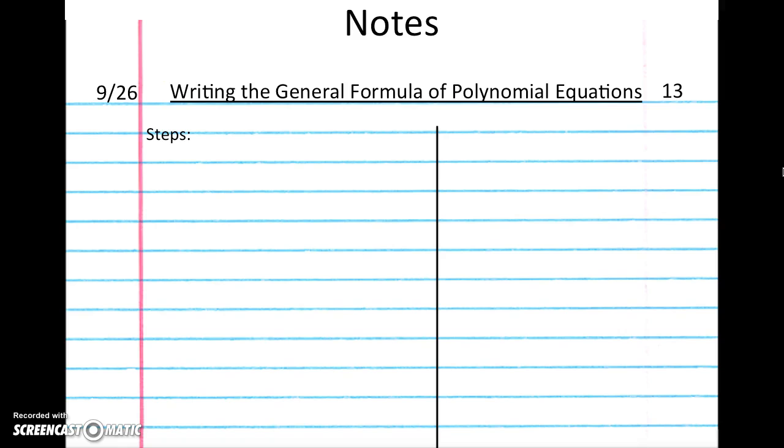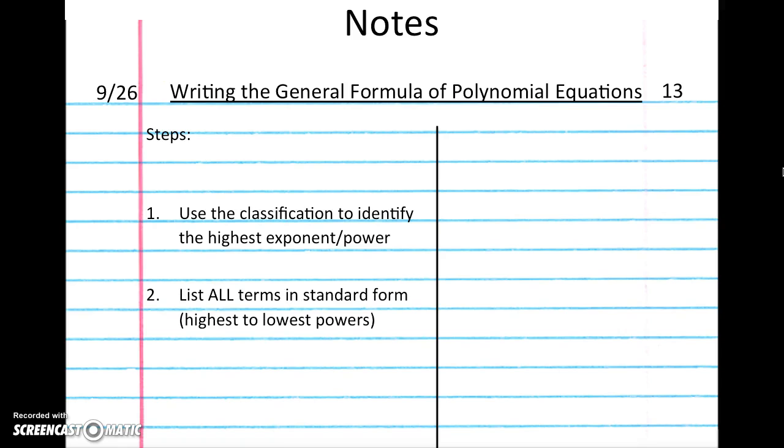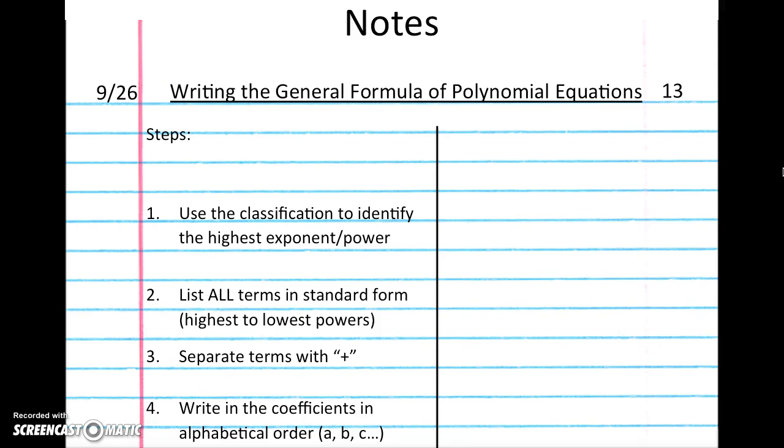So let's look at the steps. The first step is to use the classification to identify the highest exponent or power. Second step is to list all the terms in standard form from highest to lowest powers. Third step is to separate terms with a plus sign. All of our terms in the general formula are separated with plus signs. And fourth, write in the coefficients in alphabetical order. So we write those in last, A, B, and C, etc.